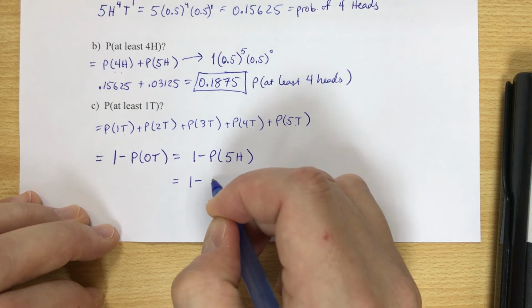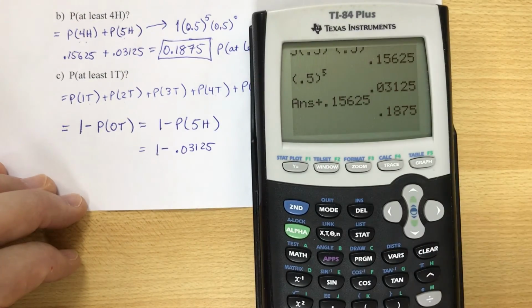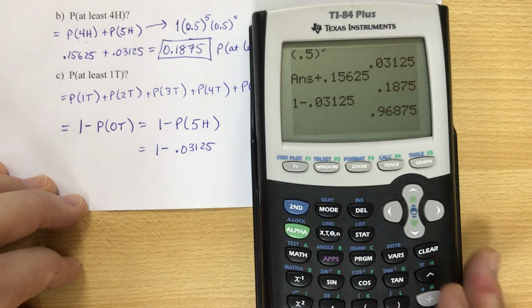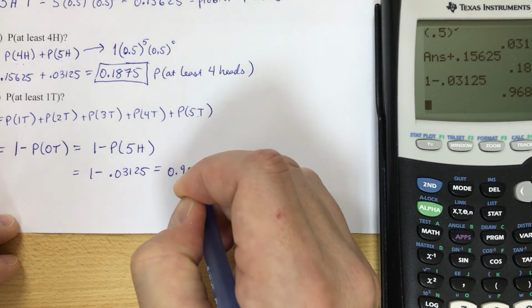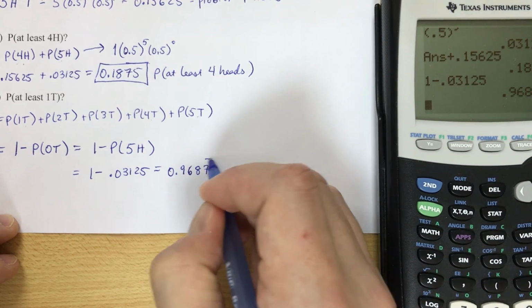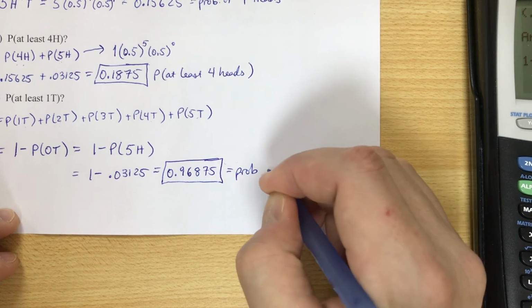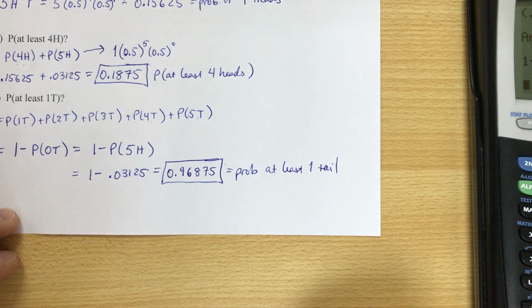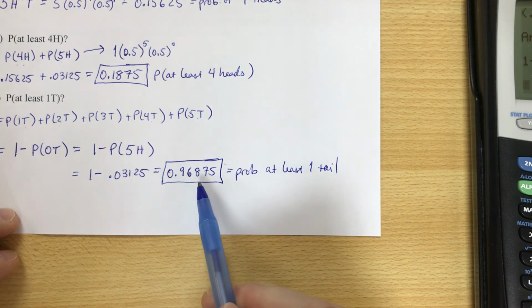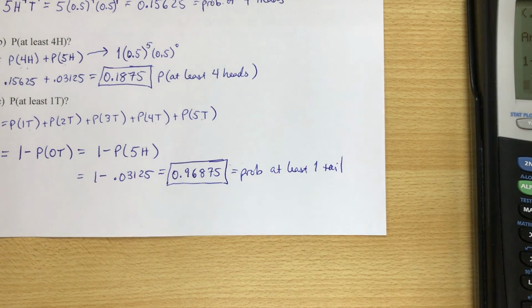So it's 1 minus 0.03125. And if we subtract that from 1, we get 0.96875. And that's the probability that we get at least one tail when we flip the coin. So if we flip it 5 times, there's almost a 97% probability that we're going to get at least one tail. And that is the end of part 1.